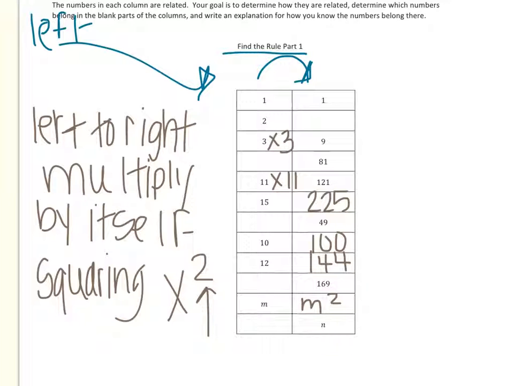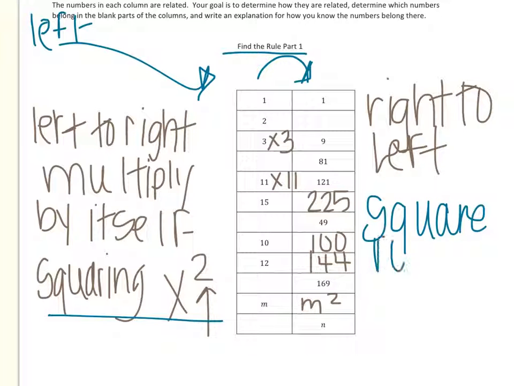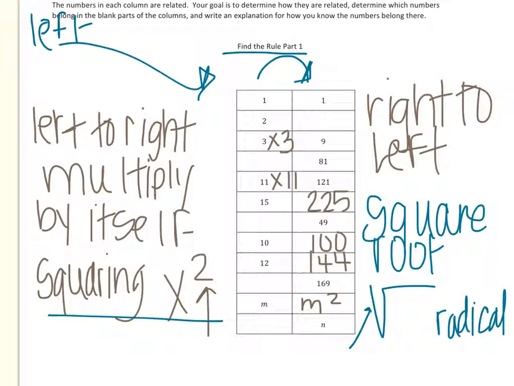So now we're going to do the opposite. We're going to move from right to left. And we have to think, what do we have to do to the numbers in the right column to change them back to the numbers on the left? So we're going to do the opposite of squaring something. The opposite of squaring something is taking the square root. The square root symbol looks like that. Notice how there's no number there. When there's no number given, this is called a radical. When there's no number there, we always assume it's 2.